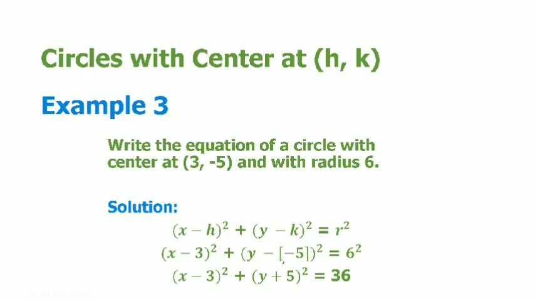So we will simplify this. So (x minus 3) squared plus (y minus -5) becomes (y plus 5), quantity squared, and then 6 squared is equal to 36. So the final equation of the circle is the quantity (x minus 3) squared plus the quantity (y plus 5) squared is equal to 36.